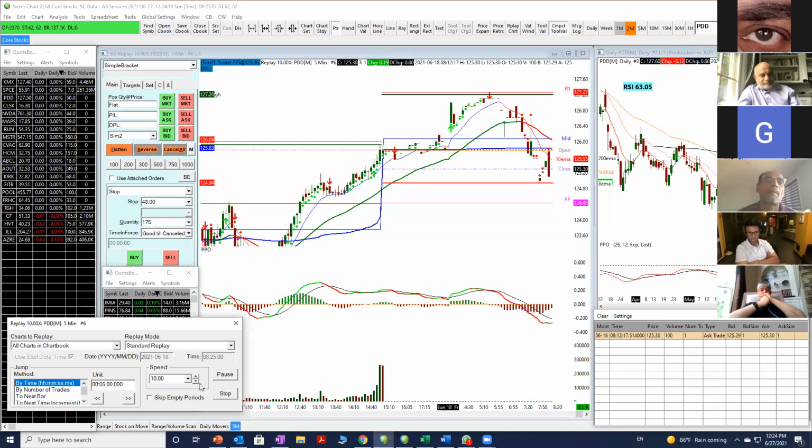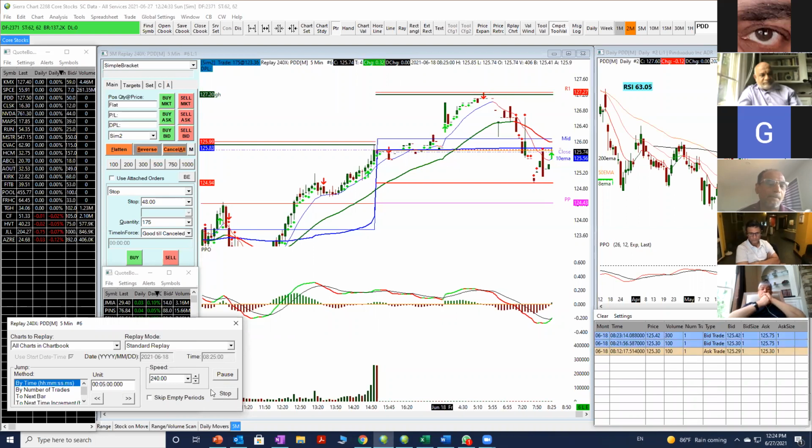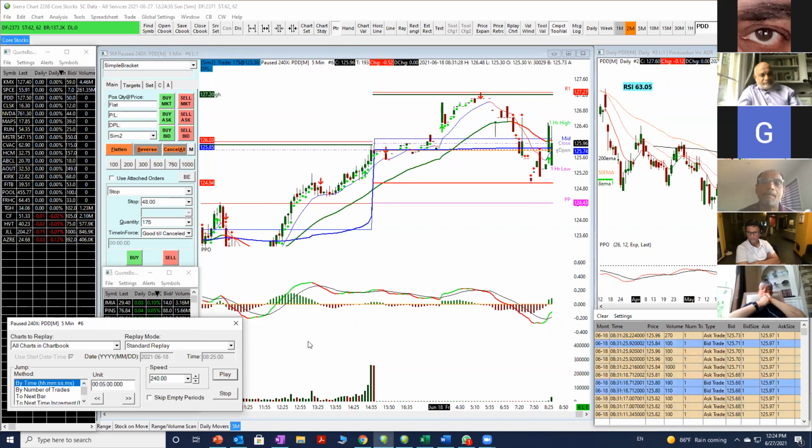It's not moving. What happens? Okay, something has happened. I changed the speed to 240, so it immediately moved like that. 240 means 240 times faster when the market opens. Okay, then we'll change it back to 5. So it came up, then touched the low, and then all of a sudden it came up.